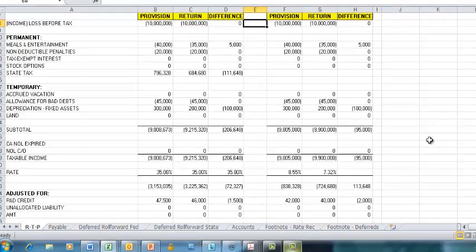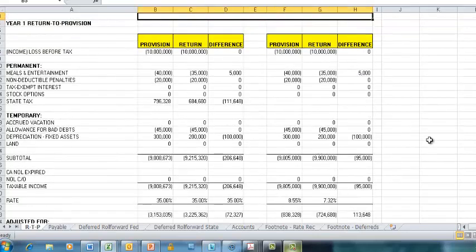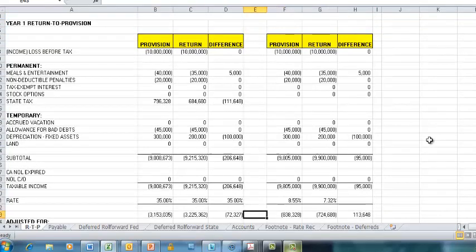Okay, so we did the year 1 provision, and now I'm going to make it easier on you and show you how I did it for year 2, okay? But I want you to try to follow along as best as you can because you're going to have to do year 2 eventually, okay? Yeah, on the exam. Right. So the first thing that I do is a return to provision analysis, okay? And I do it once for state and once for federal.